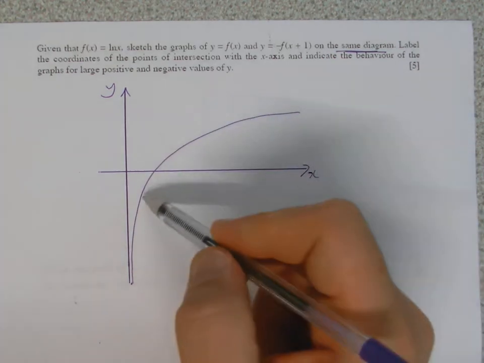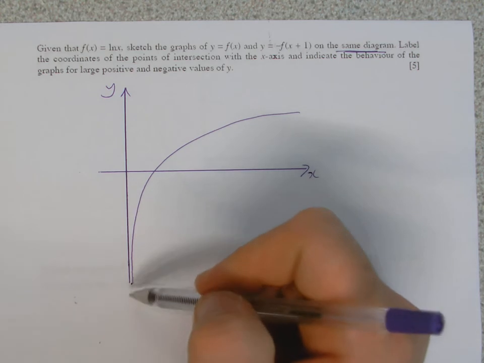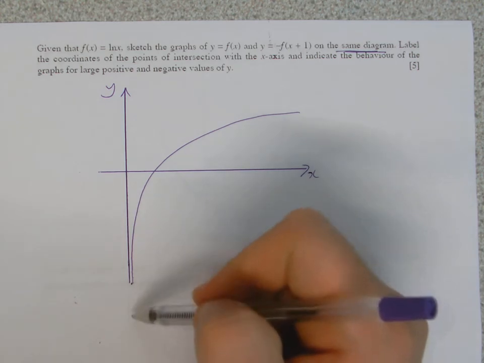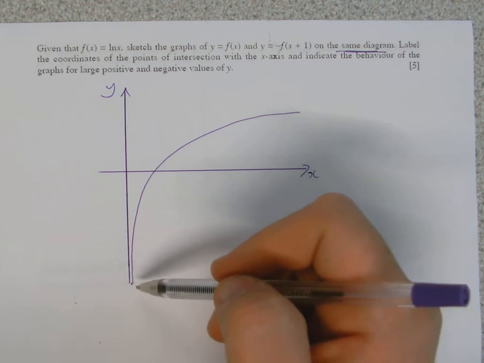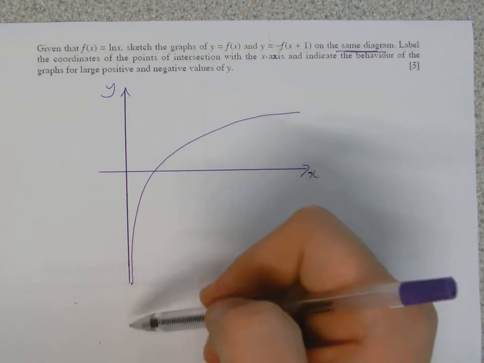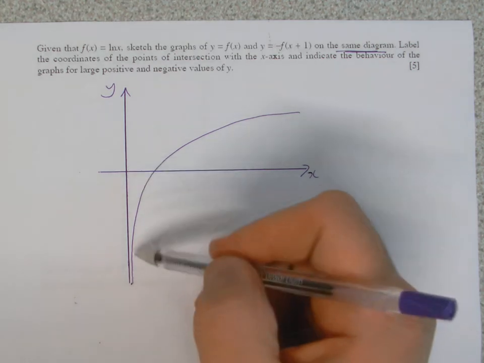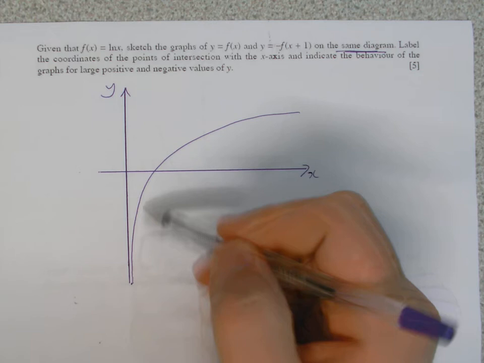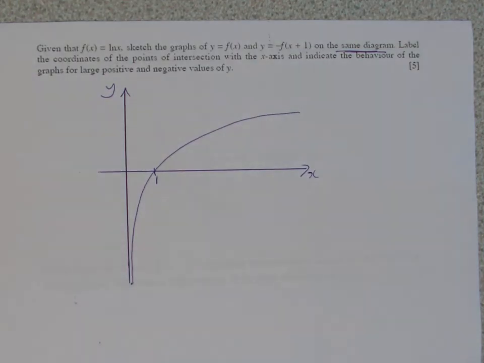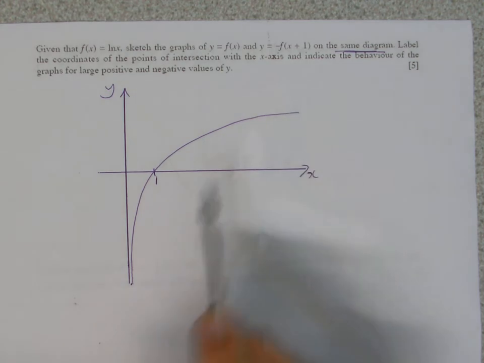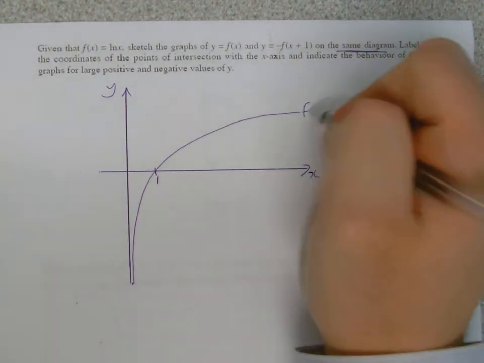Okay, so as x gets close to 0, ln x goes towards minus infinity. If you type in ln 0 on your calculator, it'll say math error because it's going to minus infinity. But for really small values of x, it starts to increase, and it crosses the x-axis at 1. Okay, now we need to draw this as well on here. I'm going to label this f of x.